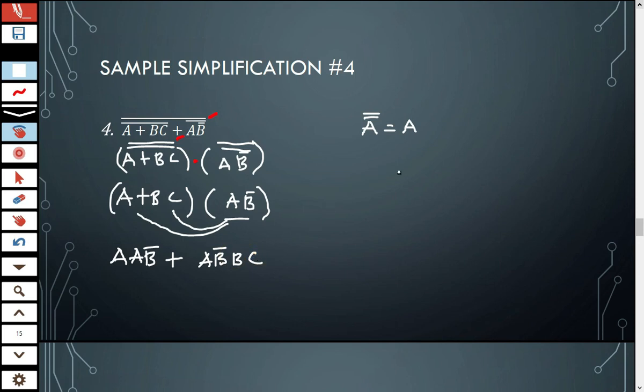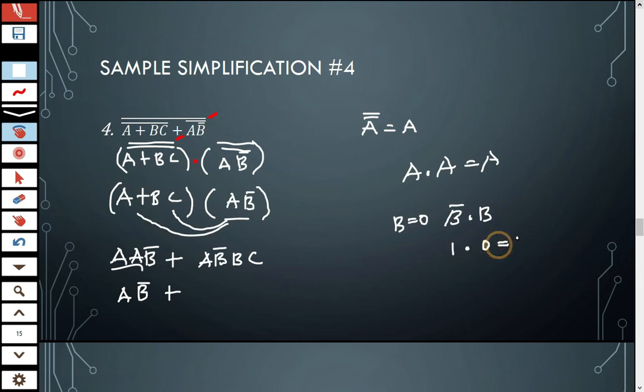then we apply the rule that A times A is the same as A. So this becomes A times not B plus, so we have here not B times B. So what is the answer for not B times B? If we set B to 0, this becomes 1 times 0, the result is 0. If we set B to 1, then this will become 0 times 1, which is also 0. So it doesn't care about the input from B. As long as we have this expression, the answer is always 0.